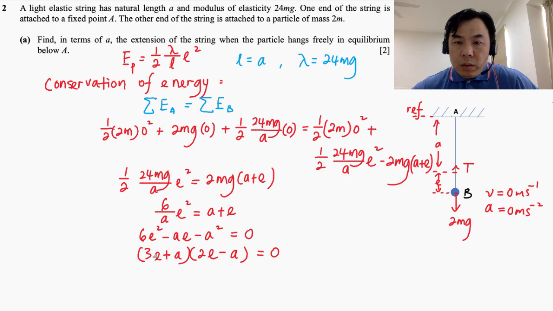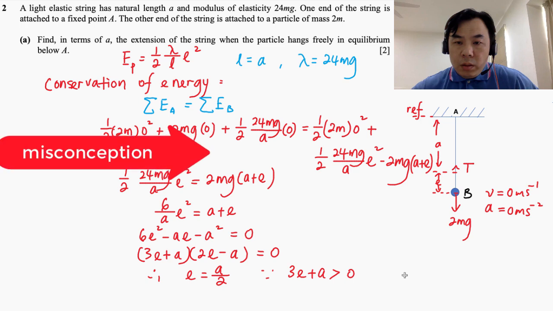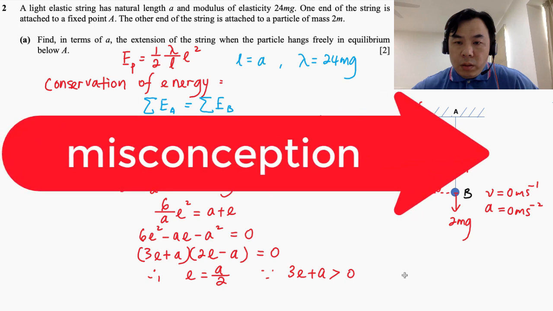And then from here, I noticed that the 3e plus a must be greater than 0, of course, because extension is greater than 0. A is definitely longer than 0 itself. Therefore, I can say that my extension is basically just half a A, knowing that 3e plus a is greater than 0 there. Right, it looks like I'm a happy man here. But hold on then. What went wrong here? This is the main misconception. So what is wrong with this?